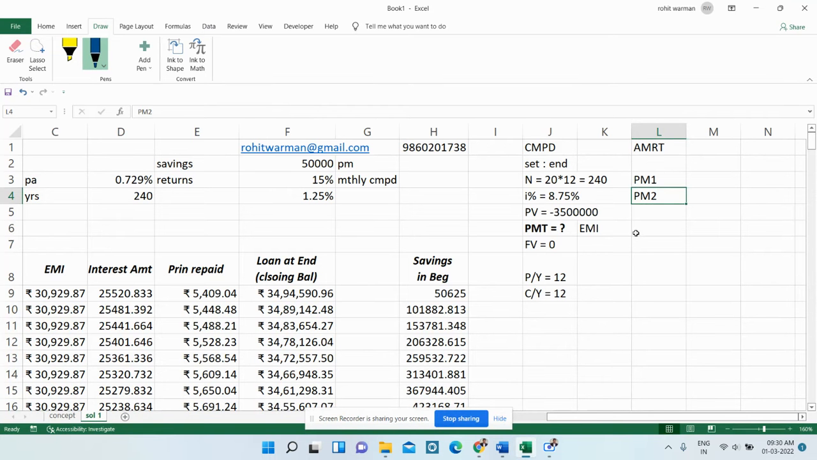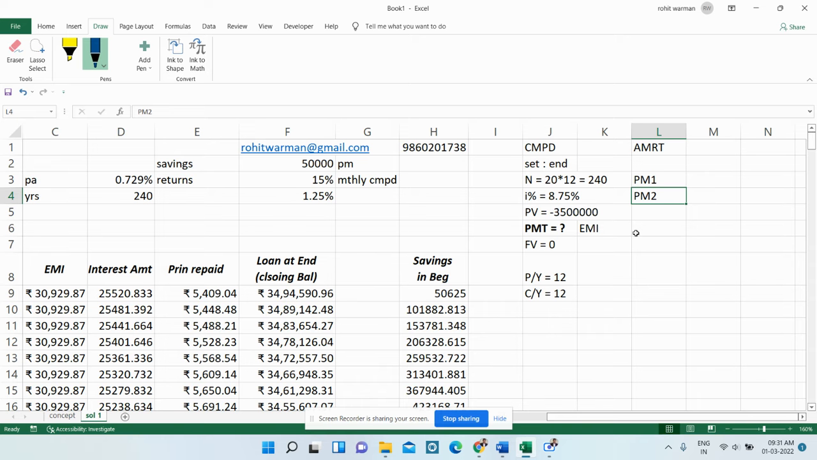Okay, so you go to the AMRT. First thing is you have to find the EMI. So what I'll do is I'll go to the calculator part. N is 240, I is 8.75, PV is 35 lakhs. You have to find the PMT. And on the calculator, what I'm getting is 3929.